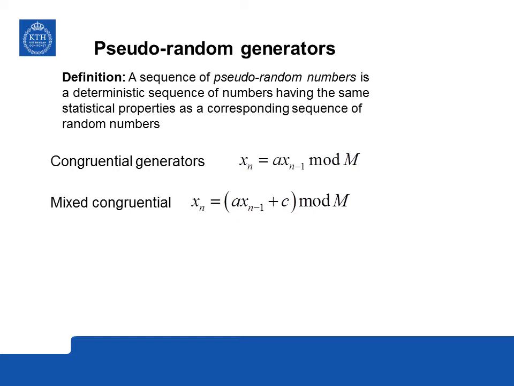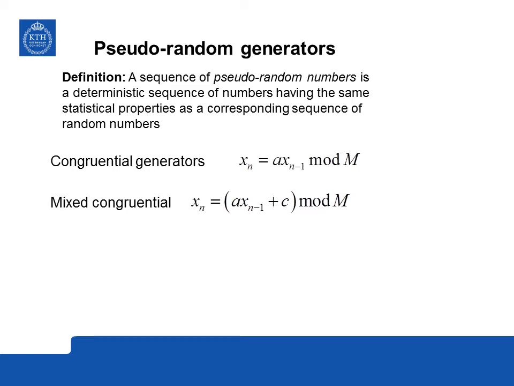There's also a variation called the mixed congruential generator. Then you add a constant. This is to avoid the problem that if you end up with a seed of 0, the first version doesn't work. It only returns 0 all the time. The mixed congruential generator avoids this. Both the mixed and the congruential generators, as I said, operate on integer arithmetic.